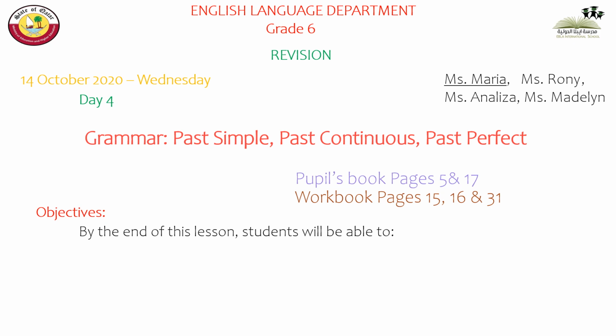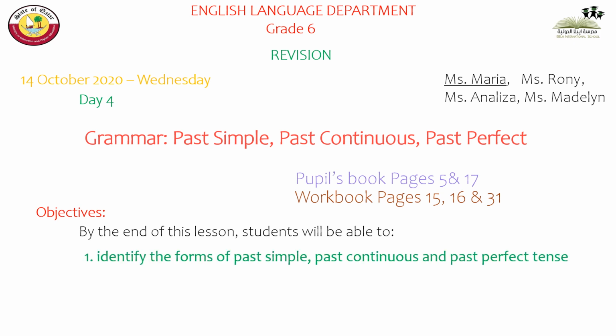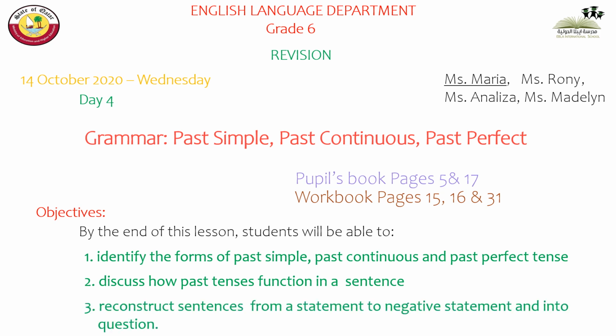Objectives. By the end of this lesson, students will be able to, first, identify the forms of past simple, past continuous, and past perfect tense. Second, discuss how past tenses function in a sentence. And third, reconstruct sentences from a statement to a negative statement and into a question.